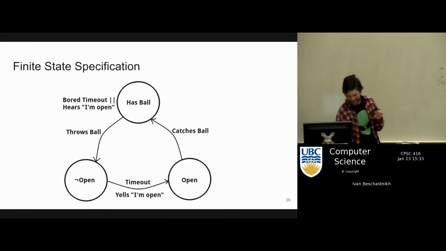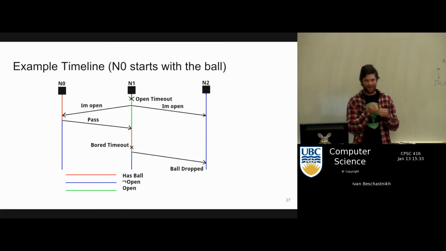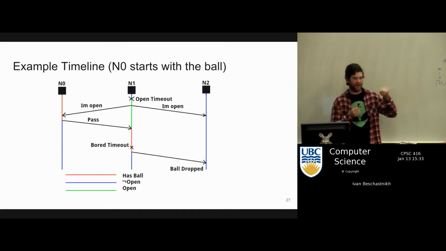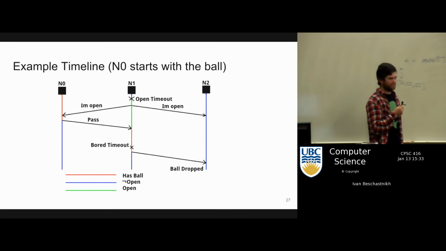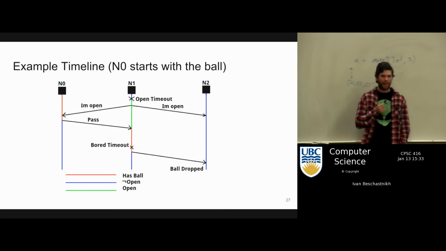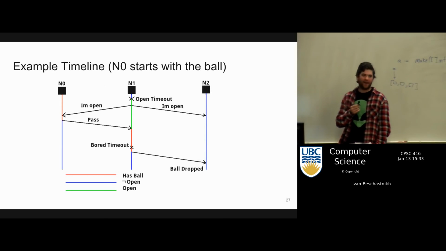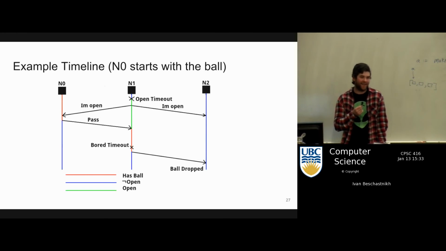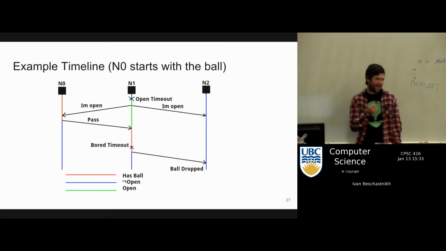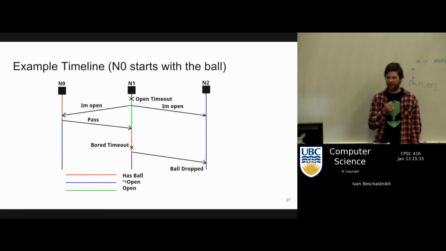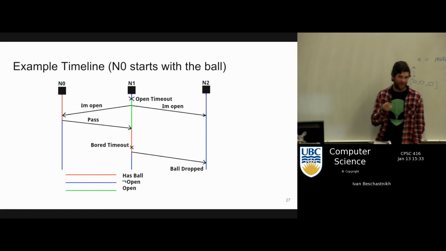Let's go through a simple example. Okay, so this is a timeline. These are actually nodes right now, and the state is encoded by a color on the timeline. So initially, N0 starts with the ball, and N1 and N2 are both in the not ready state. N1 times out, and it says, hey, I'm ready now. And it broadcasts that I'm ready message to the other 2 nodes in the system. And then it receives a pass back from N0. N2 doesn't do anything because it doesn't have the ball. That wasn't part of the spec, so it just ignores the message. N1 then is in the has ball state, and eventually times out and throws it to N2. N2 wasn't ready, it drops it, and the game is over.